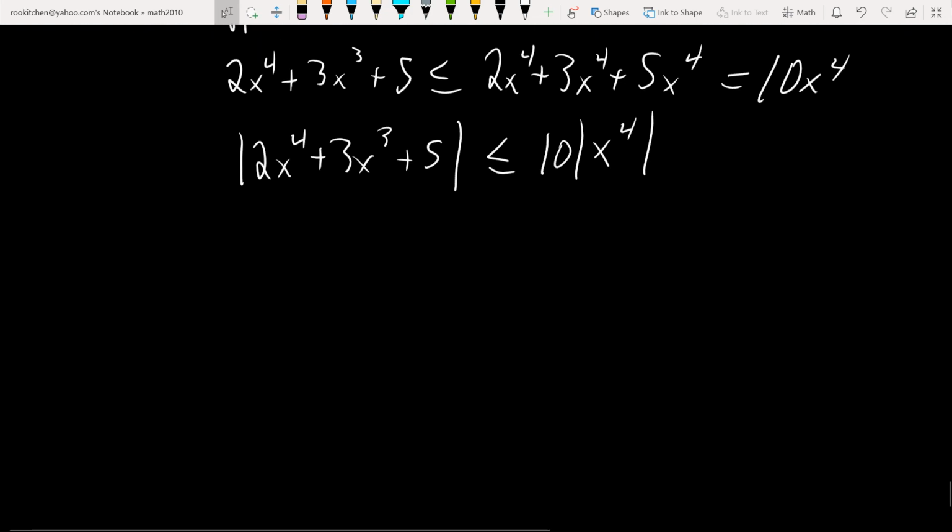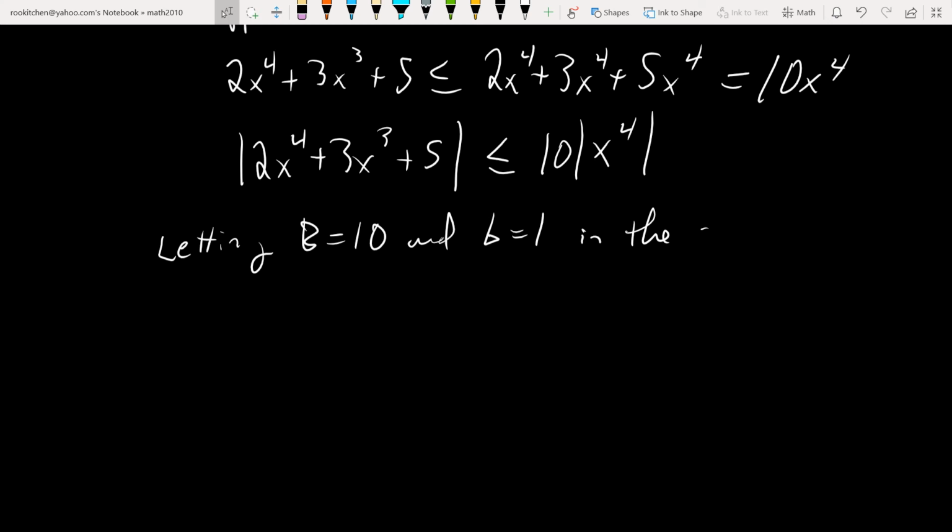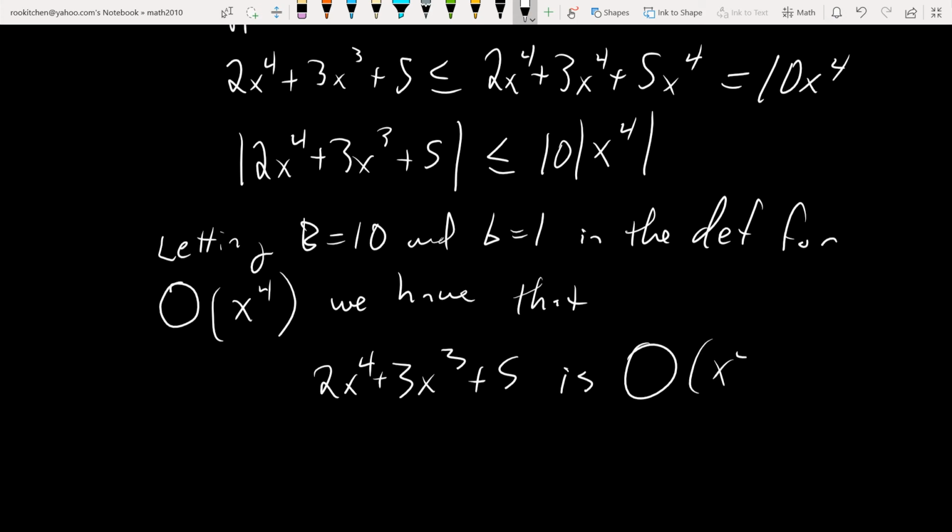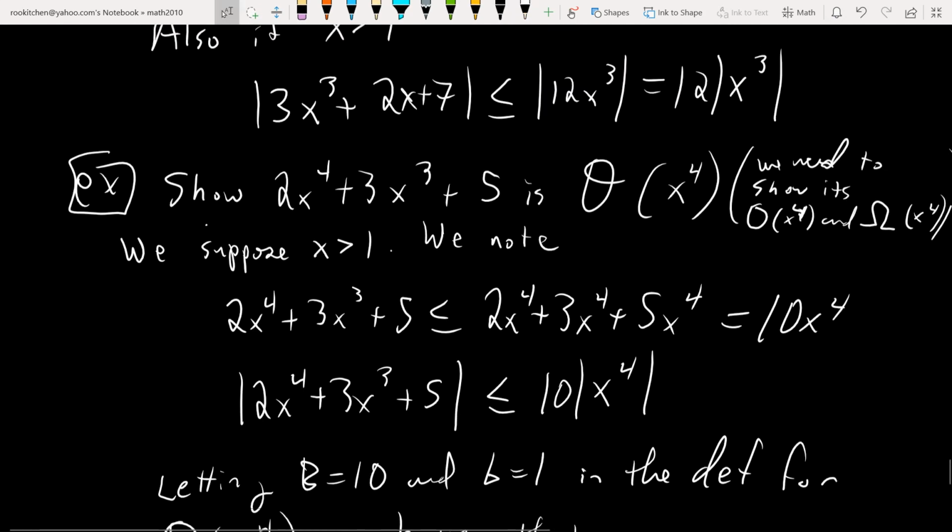Okay, so scrolling back down, letting big B equal 10 and little b equal 1 in the definition for big O of, in this case it'll be x to the fourth, we have that this polynomial is O of x to the fourth. Okay, that 2x to the fourth plus 3x cubed plus 5 is big O of x to the fourth. Okay, so we got part of it done. We got this first part here done.